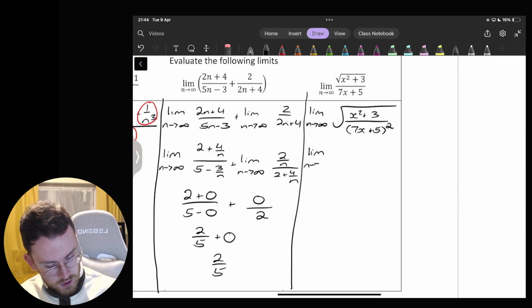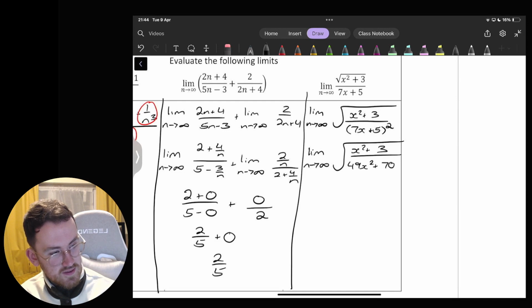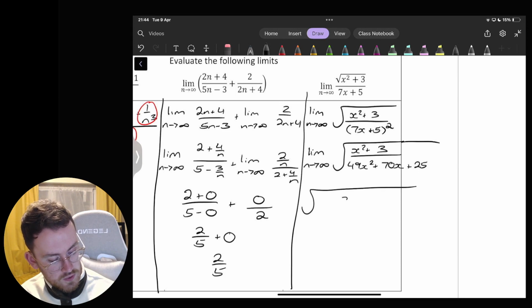Next, I'm just going to multiply out that bottom bracket. So x squared plus 3, and on the bottom I'm going to have 49x squared plus 70x plus 25. Now what I can do here as well is, because I'm taking the limit of a square root, that's going to be the same as the square root of the limit. I can actually incorporate my limit underneath my square root here.